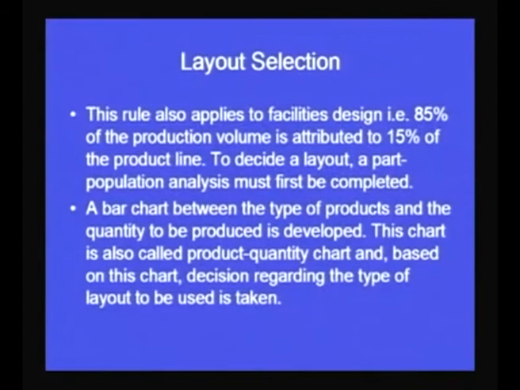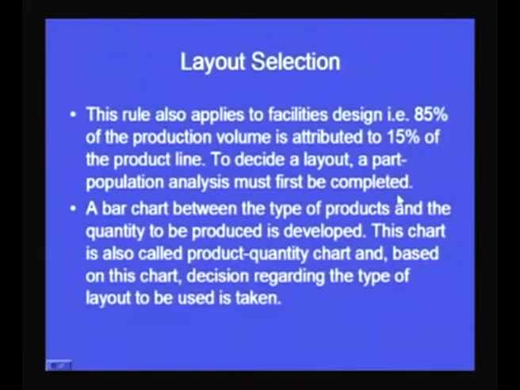So this rule also applies to facilities design, that is, 85% of the production volume is attributed to 15% of the product line. So when one product line is dedicated to one particular type of product, the maximum volume will come out of that product line. To decide a layout, a part population analysis must first be completed.